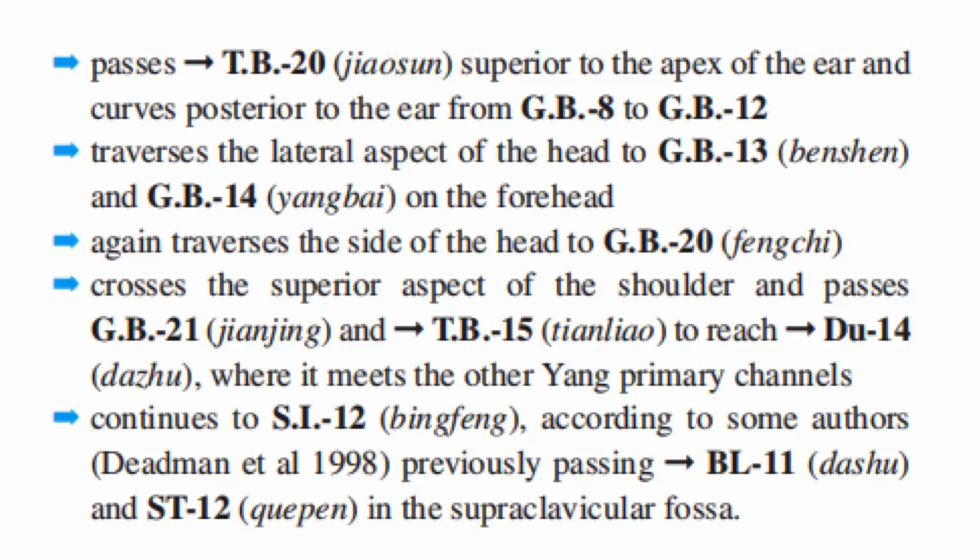Again, it traverses to the side of the head to GB20, then crosses the superior aspect of the shoulder and passes GB21 and triple burner 15 to reach Du-14, where it meets the other yang primary channels. It then continues to SI12, but according to some authors, previously passing bladder 11 and stomach 12 in the supraclavicular fossa.